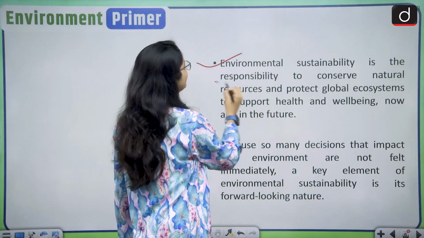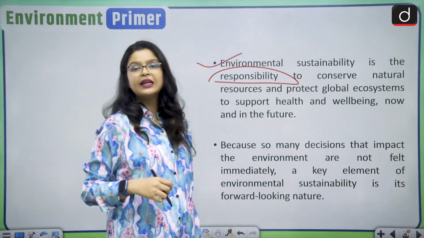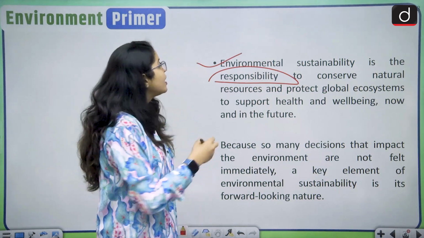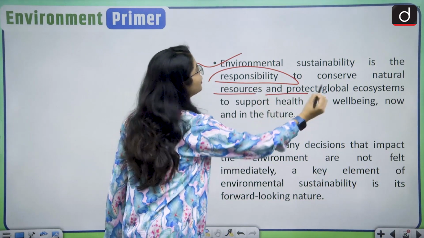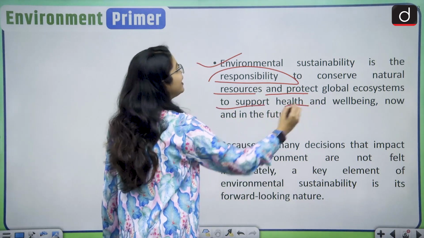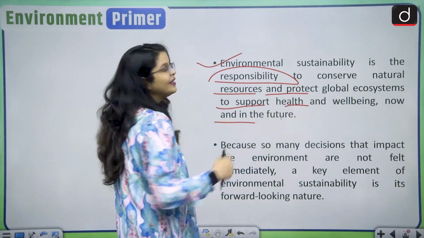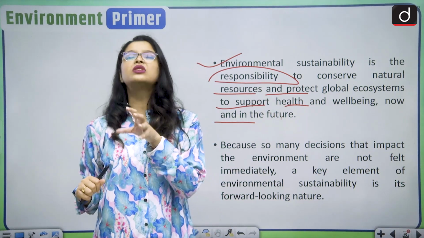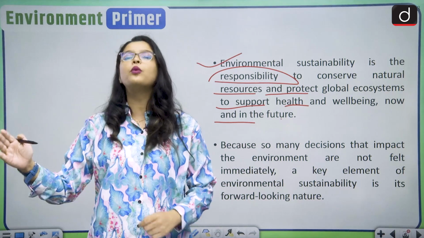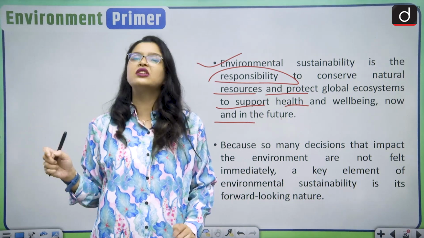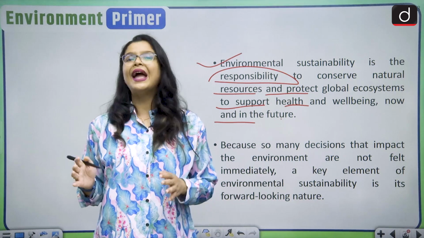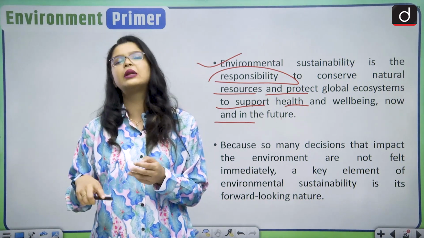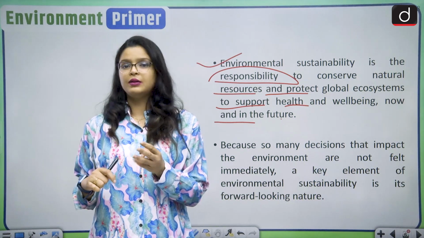Further, environmental sustainability is also a responsibility that is cast on us, the present generation, to conserve natural resources and protect global ecosystems to support health and well-being now and in the future as well. This is what I was explaining to you: it includes meeting today's demands without compromising the ability of the future generation to meet their demands. And this, in short, is known as environmental sustainability, or sustainable development.